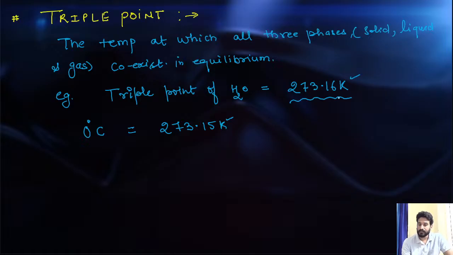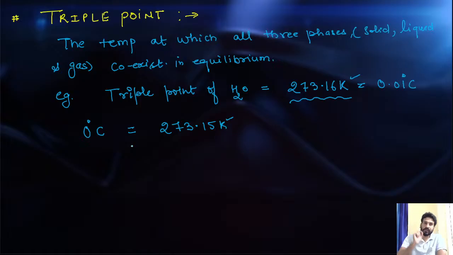What is the difference between these two values, guys? This is only 0.01 degree Celsius, and this is my 0 degree Celsius. The difference is not a big difference, right? So what I'm saying is, in the interview, if the interviewer asks you whether 273.16 Kelvin and 273.15 Kelvin are the same thing, or is there any big difference?